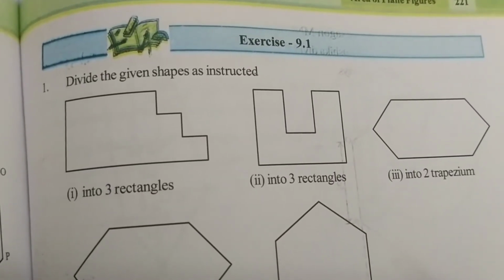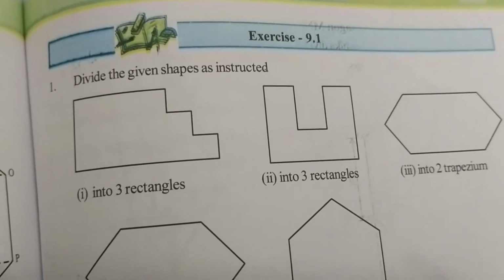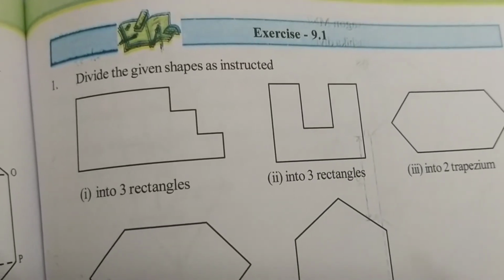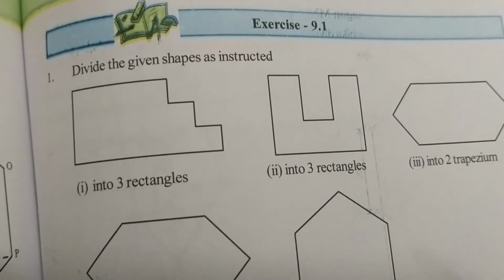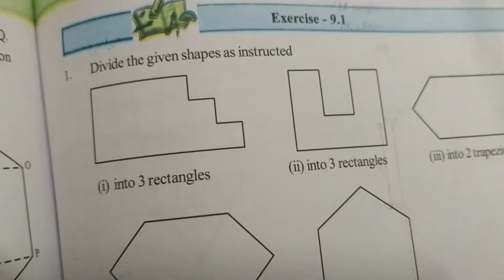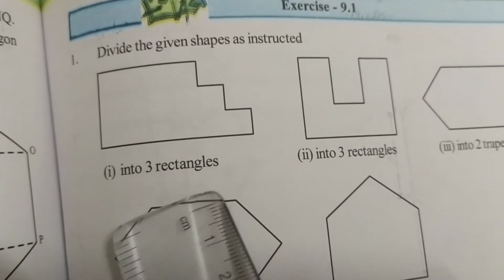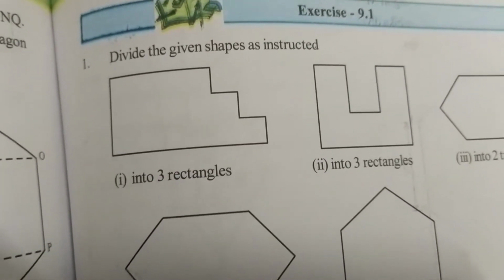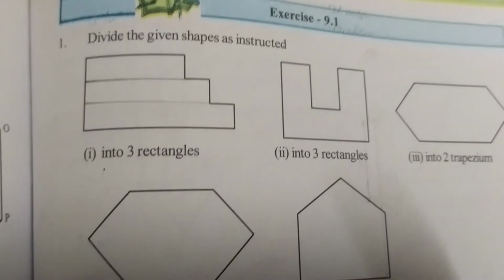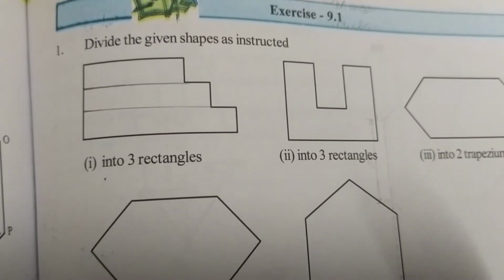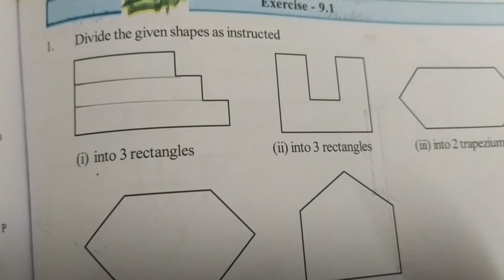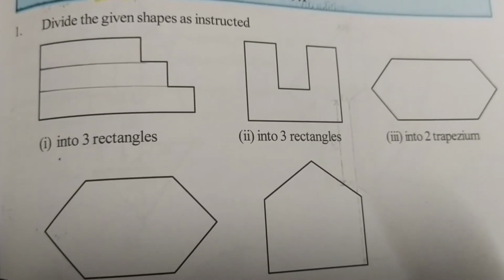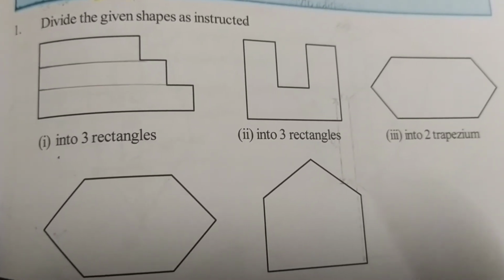Next, open exercise 9.1, students. See the first bit. Divide the given shapes as instructed. Here we have to divide the shapes as instructed below. So in the first one, we have to divide this shape into three rectangles. See here, like this you can divide it into three rectangles. Next, in the second one, into three rectangles again. This also we have to divide into three rectangles.